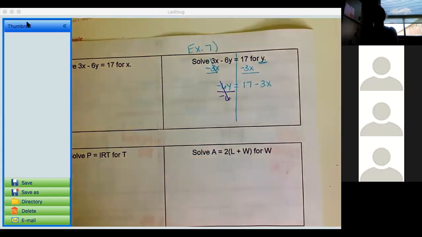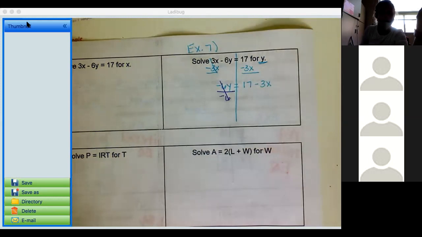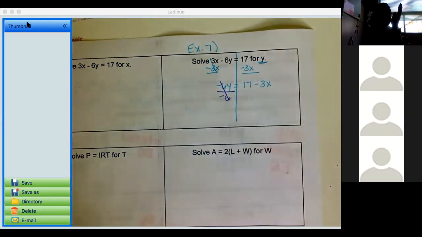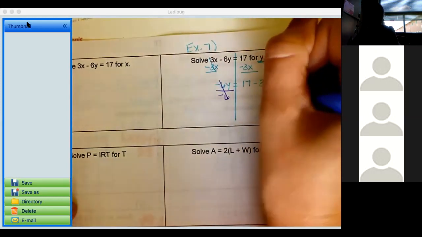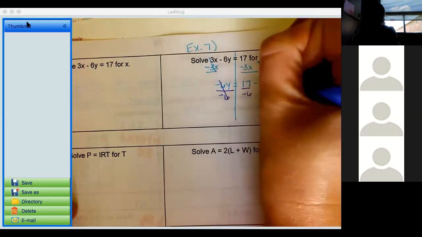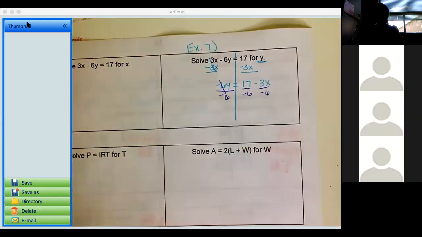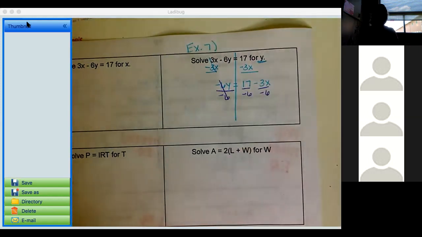And this is where I want you to hold on a second, okay? Next unit, when we go into graphing and you do have numbers, you are going to have to divide each number by negative 6. So watch this. Instead of doing it all over negative 6, we're just going to write it like this. Divide everything by negative 6.